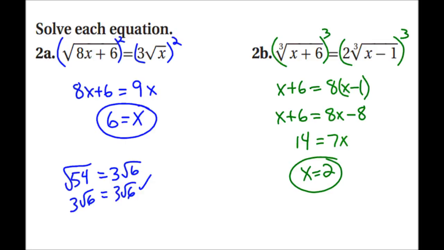So make sure, hopefully you noticed this bit right here. This is 8 times the quantity x minus 1. So it's not just 8x minus 1, it's actually 8x minus 8. So when we check that 2, on the left-hand side of the equation, we get the cube root of 8. On the right-hand side of the equation, we get 2 times the cube root of 1, which is 1. So again, this answer works.